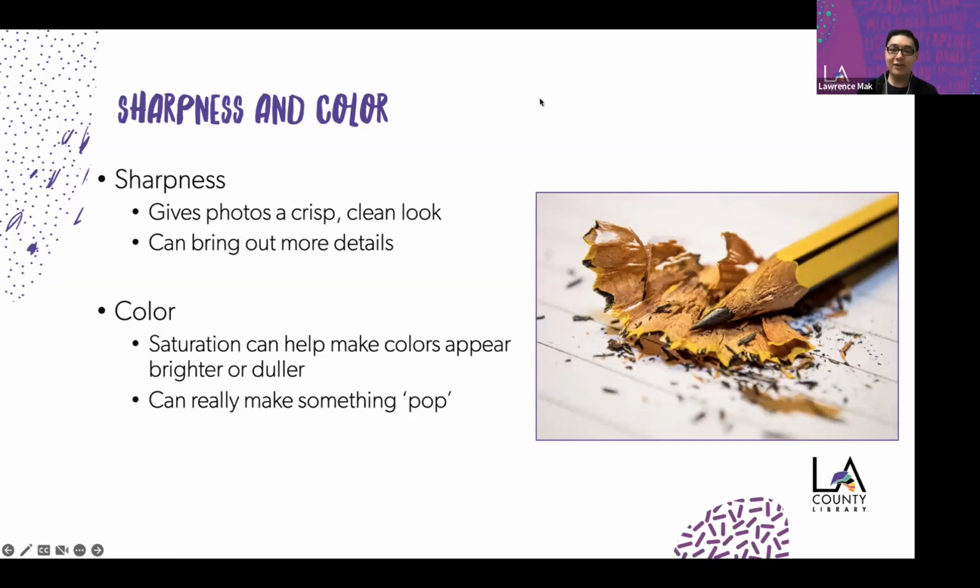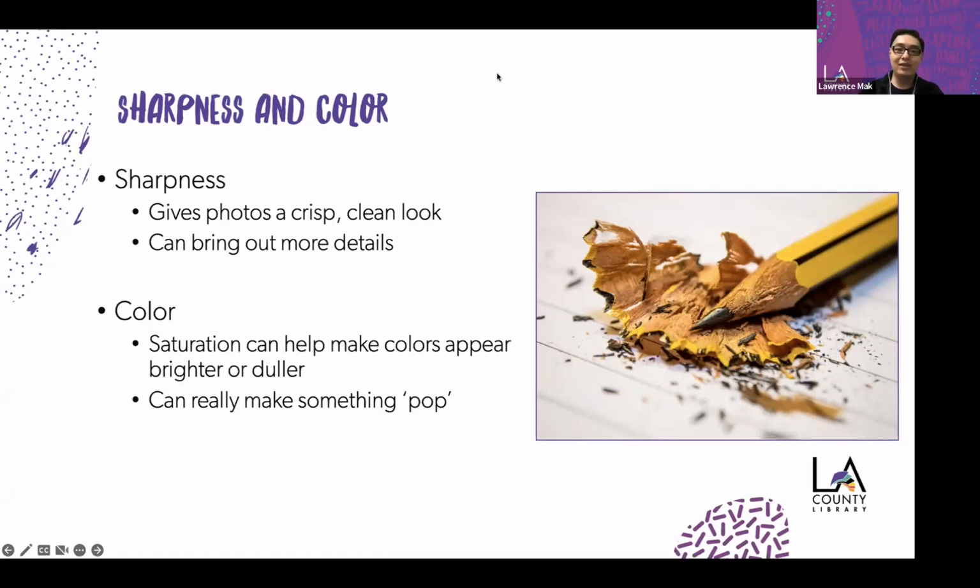Adjusting the colors of an image can help make colors appear brighter. If you increase, say, the saturation on an image, it can really help make the image seem to pop off the screen. And increasing saturation is a popular and easy way to make photos on social media more attractive.